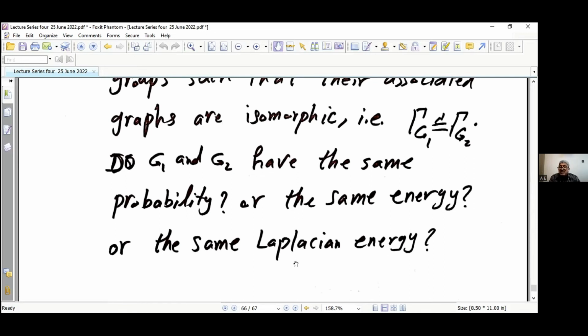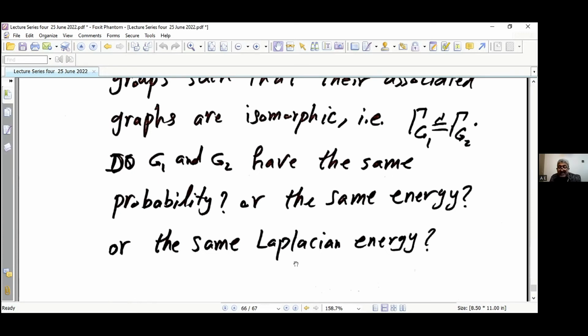So there are some sort of questions we can consider for each of the algebraic graphs which I mentioned, right? So it's very important to see how important the isomorphism between two graphs is. Is the isomorphism between two graphs strong enough to preserve the equality between energies, between probabilities, and so on?